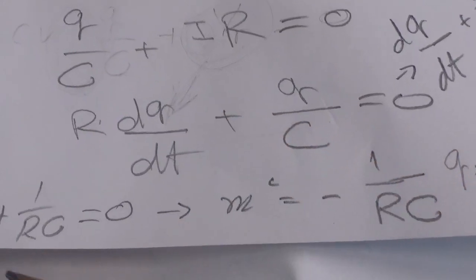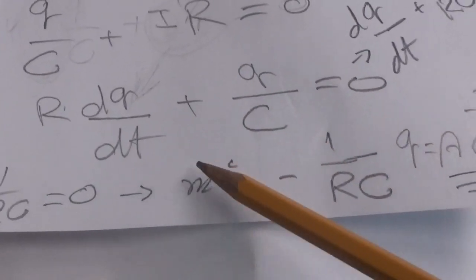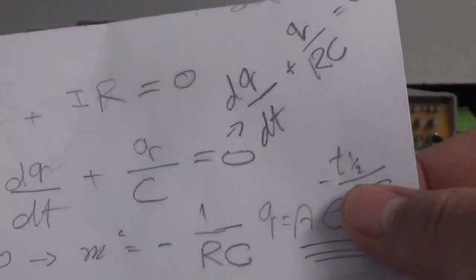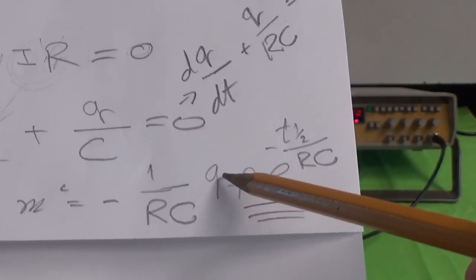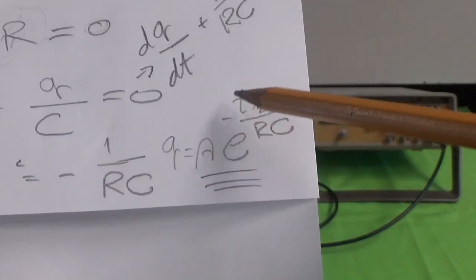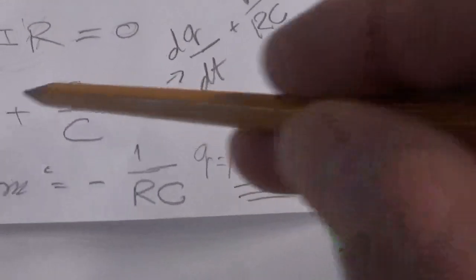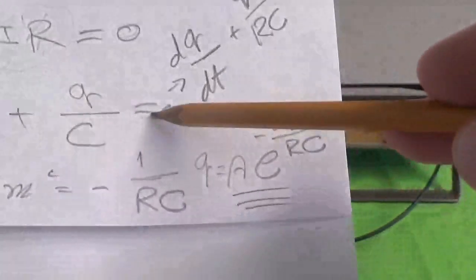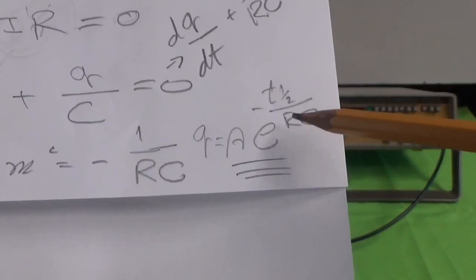Now we can use a differential equation. I know that you don't have any experience with differential equations, but the solution for this equation is Q equal to A exponential of minus t over RC. So Q is the solution for this equation. What does that mean? If we use this solution, we will get 0. So this equation equals 0 when Q is equal to A e to the power minus t over RC.